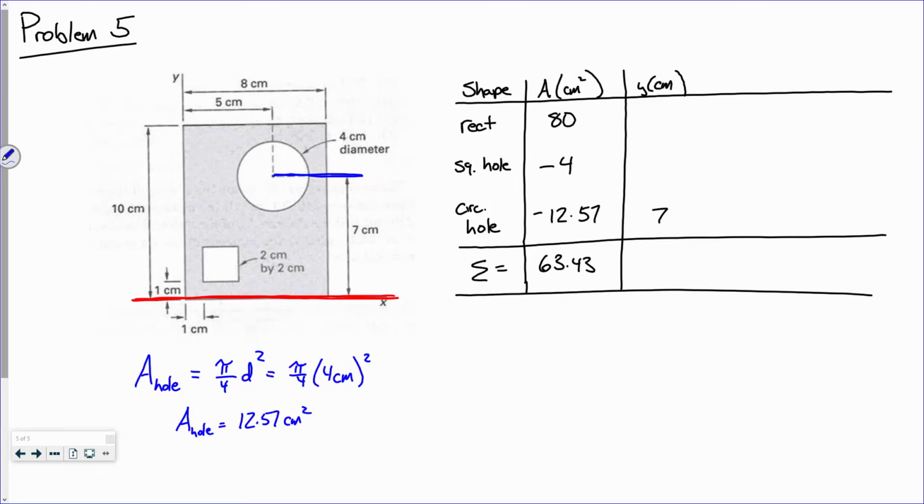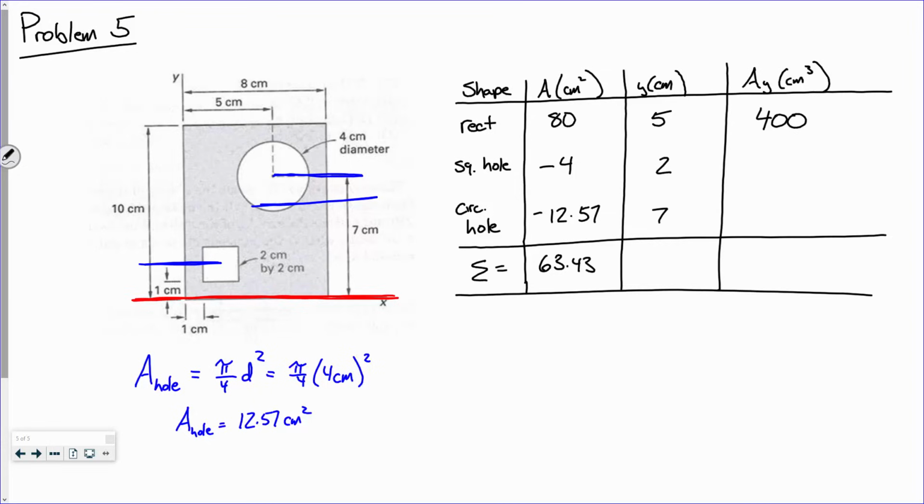Now, help me out. Let's do this one. How far is it to there? 2. How far is it then to, I don't know, maybe about right there? 5. Simple, right? Why do we need that? Because we need AY. So how do we do AY? A times Y, A times Y, A times Y. So what's 80 times 5? 400, right?